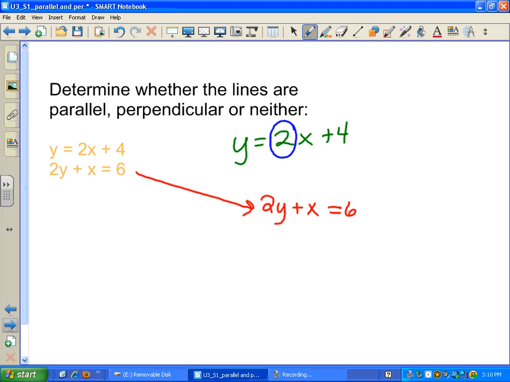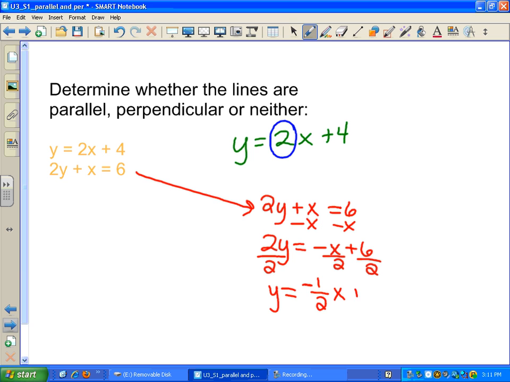I'm going to go ahead and get y by itself by subtracting x from both sides. So I end up with 2y equals negative x plus 6. Divide everything by 2. So I get y equals, I'm going to rewrite that negative x over 2 as negative 1/2 times x plus 3. And if I look at my slope, it is negative 1/2. So I have a slope of 2 and I have a slope of negative 1/2.